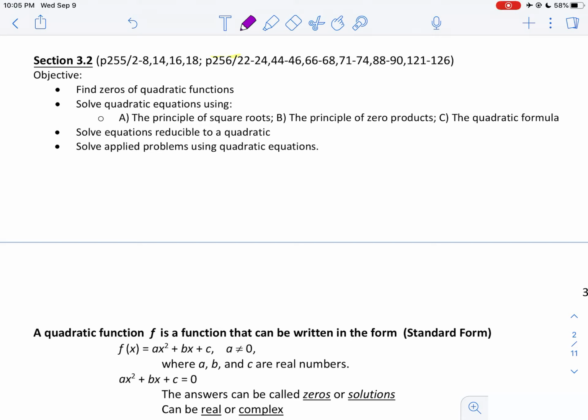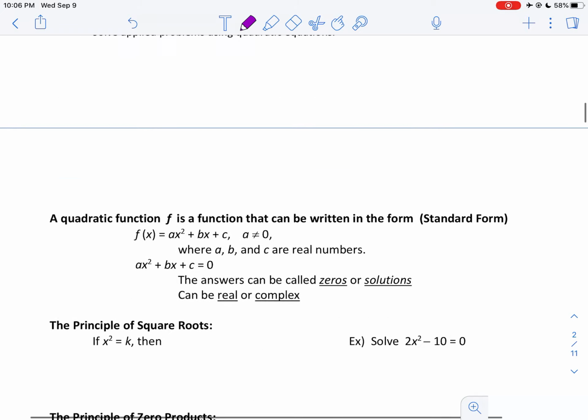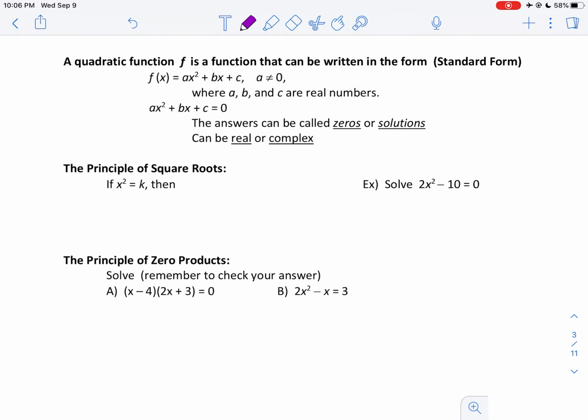We're going to take a look at solving quadratic equations, quadratic functions. Quadratic here implies that the highest exponent on your x is a 2, x squared. One way to look at a quadratic function is written in standard form, where we have a function a times x squared plus bx plus c, where a, b, and c are real numbers.